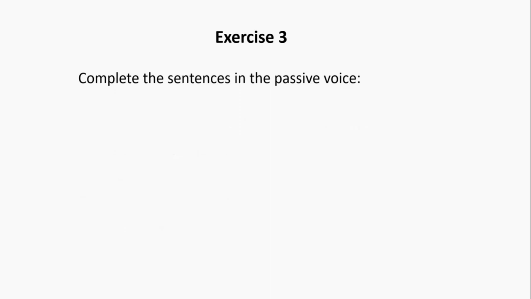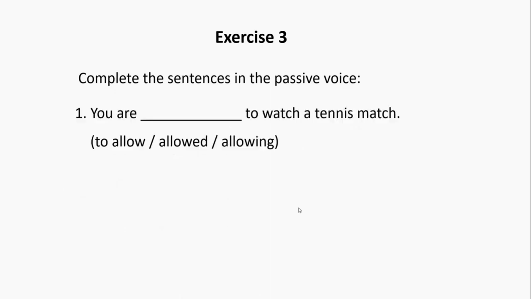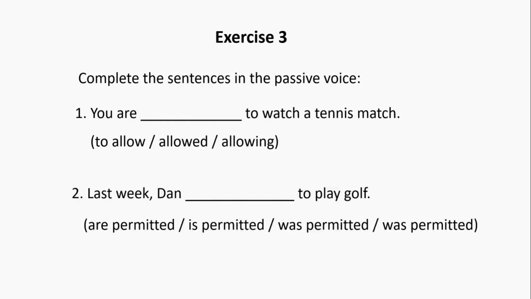Exercise number 3. Complete the sentences in the passive voice. So there's number 1 and there's number 2. So read them very carefully and pause the video if you need time. I'll give you the answers in 5 seconds, alright? Okay, so number 1, the answer is allowed. You are allowed to watch the tennis match. This is the past participle of allow.